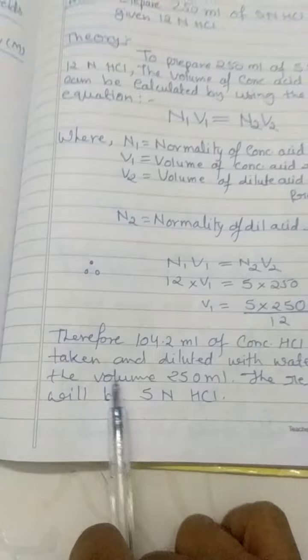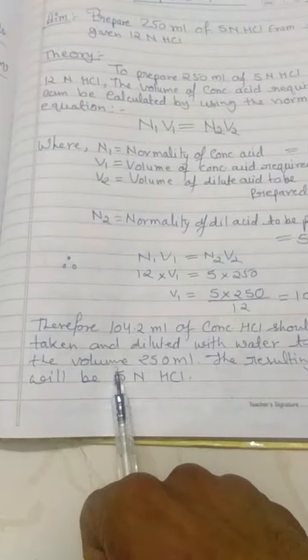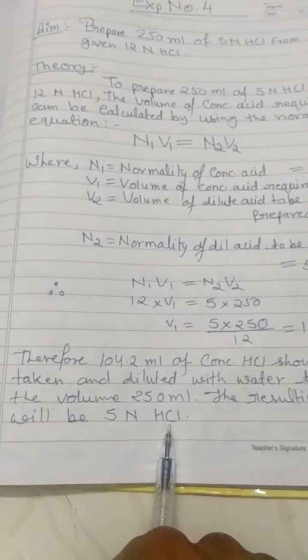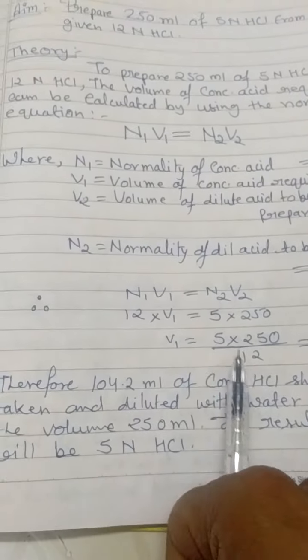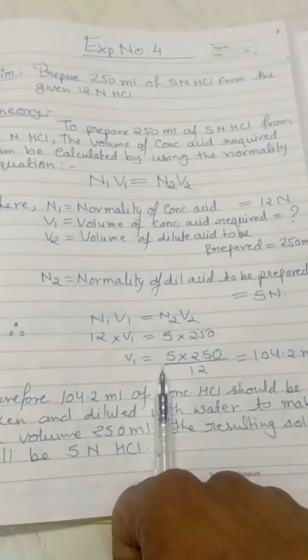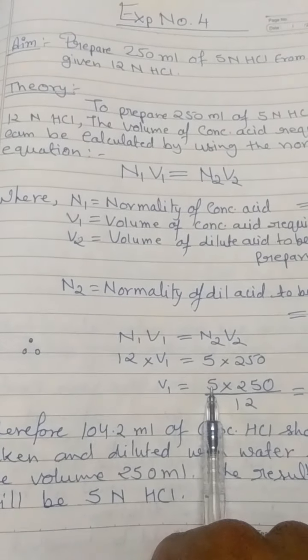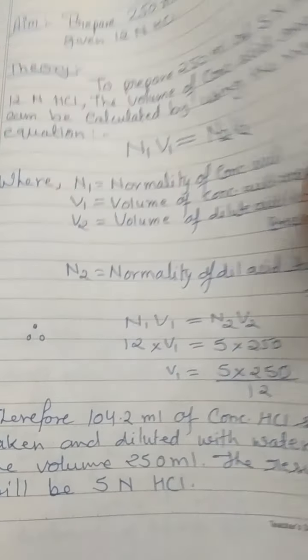This shows that 104.2 ml of concentrated hydrochloric acid should be taken and diluted with water, that is distilled water, to make the volume up to 250 ml, and the resulting solution will be 5 normal HCl. So this is the calculation part, to calculate the amount of concentrated acid that should be dissolved in 250 ml to prepare the required normality. Now the procedure.